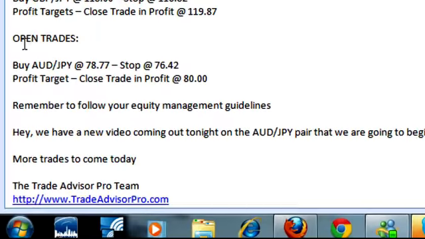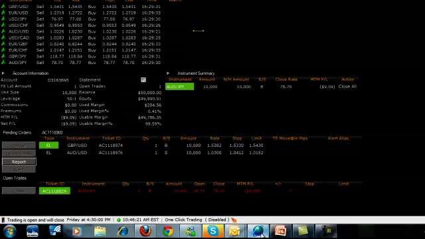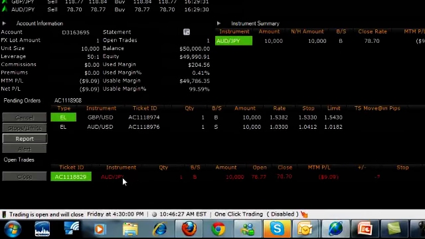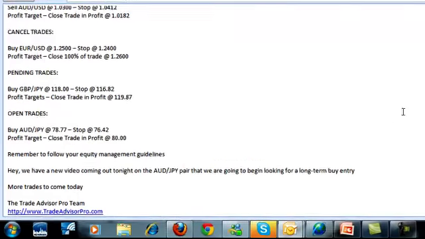And then open trades, we told you to buy the Australian dollar yen at 78.77. You entered that trade into the system, and now it has taken effect. So if you come back here, you can see the open trades. We bought the Aussie yen at 78.77, and we are currently in this trade. Okay. So that's how you understand that.